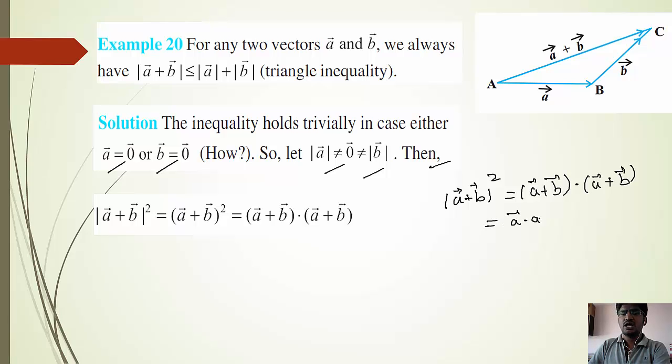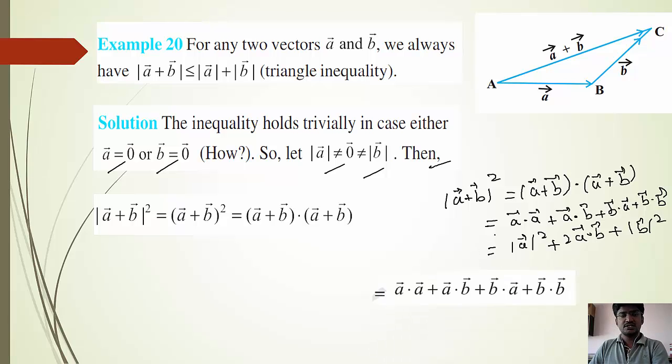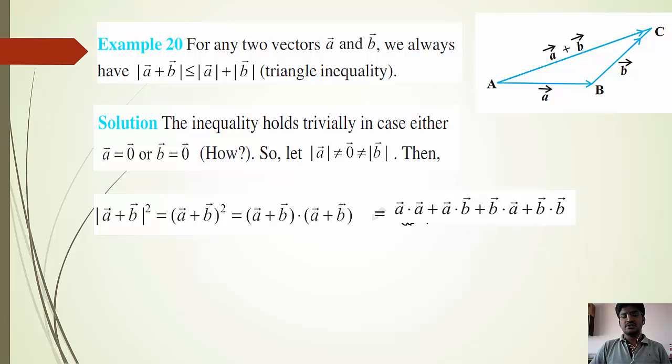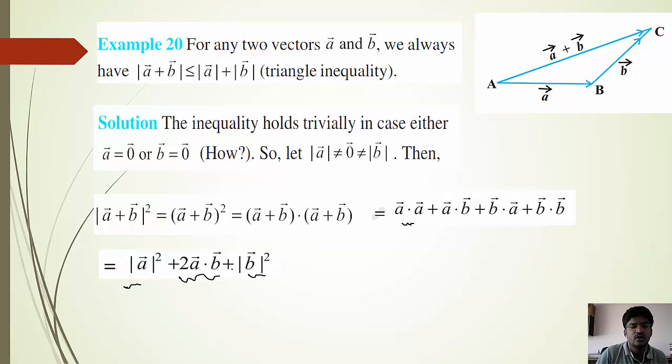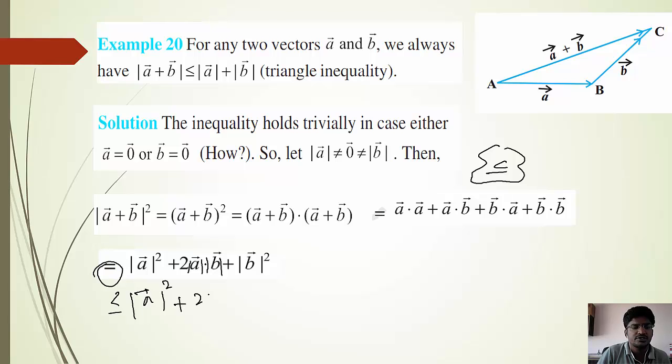If you simplify this, it will be vector A dot vector A plus vector A dot vector B plus vector B dot vector A plus vector B dot vector B. Clear? So this is magnitude of A square plus 2 times A dot B plus mod of B square. So we got mod of vector A square plus mod of vector B square plus 2 times vector A dot vector B. Now if I apply mod to these terms, this sign will change to lesser than or equal to. Clear? So it will be lesser than or equal to mod of A square plus 2 times mod of A mod of B plus mod of B square.